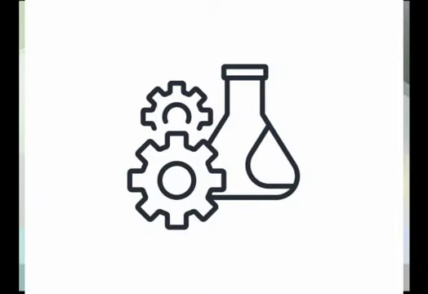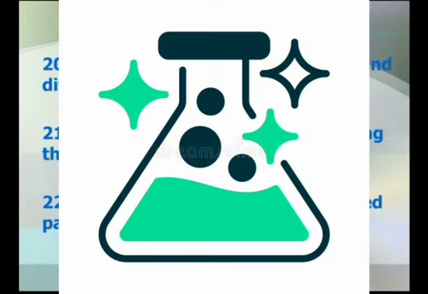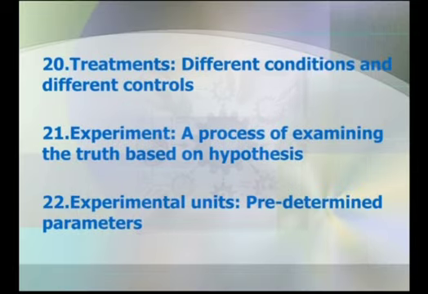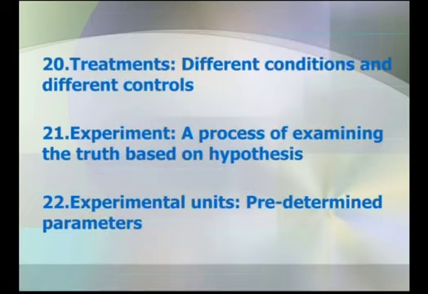This slide explains the final concepts. Treatments refer to different conditions or controls applied during experiments. An experiment is a process used to test the truth of a hypothesis. Experimental units are the predefined parameters or subject used in the experiment. These concepts are important for conducting organized and scientific experiments.